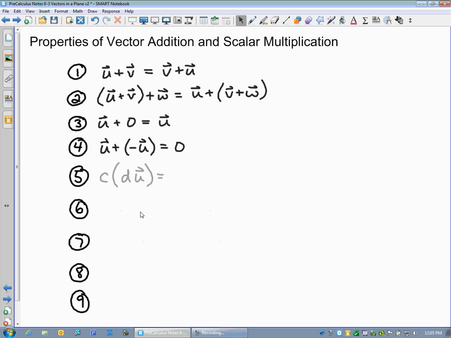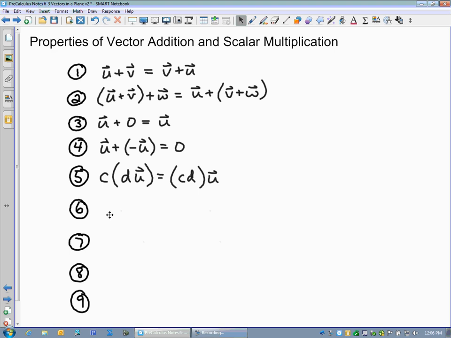Also, if I have a scalar times a vector, then you can think of this as distribution, but it's really the associative property of multiplication. I can either multiply the scalar times a vector and then the result times a scalar, or multiply the scalars together and then multiply the result times the vector. So the associative property of multiplication still holds.